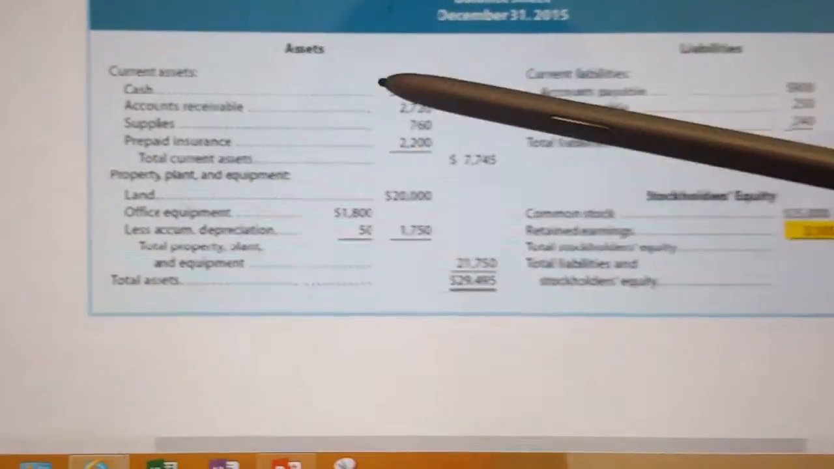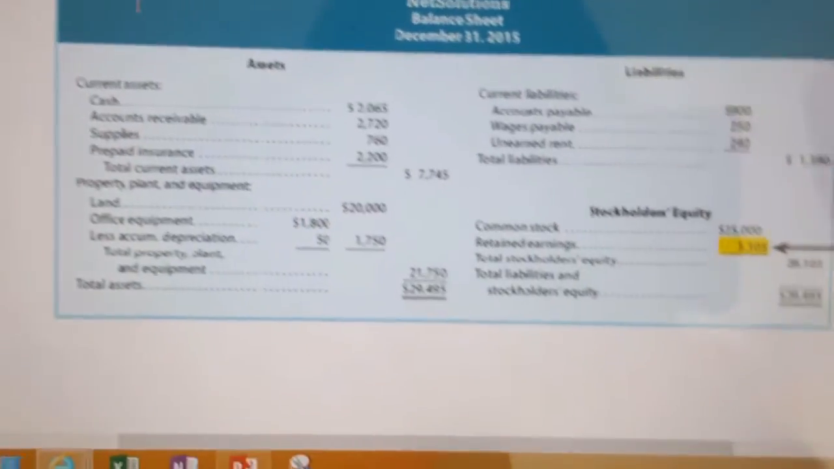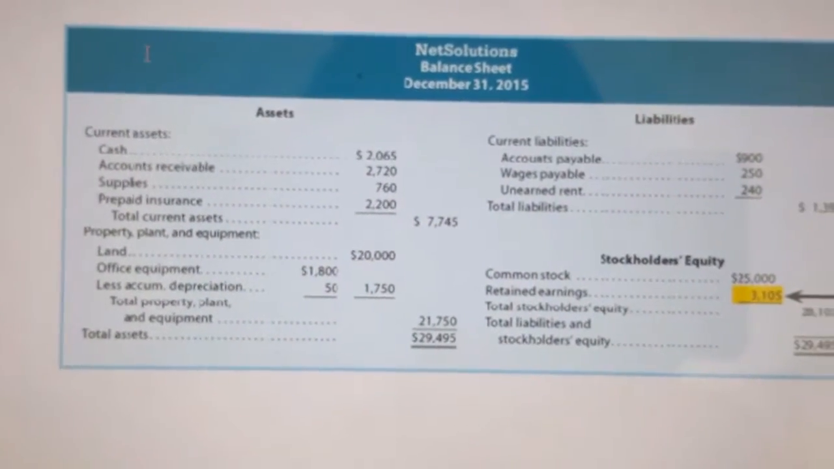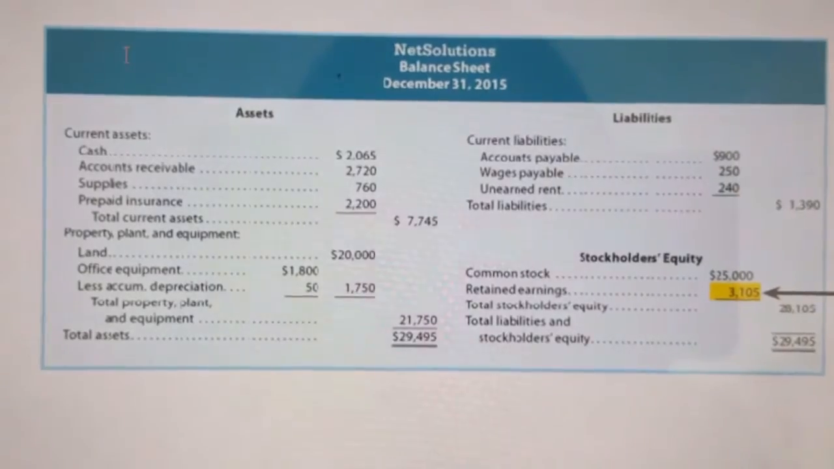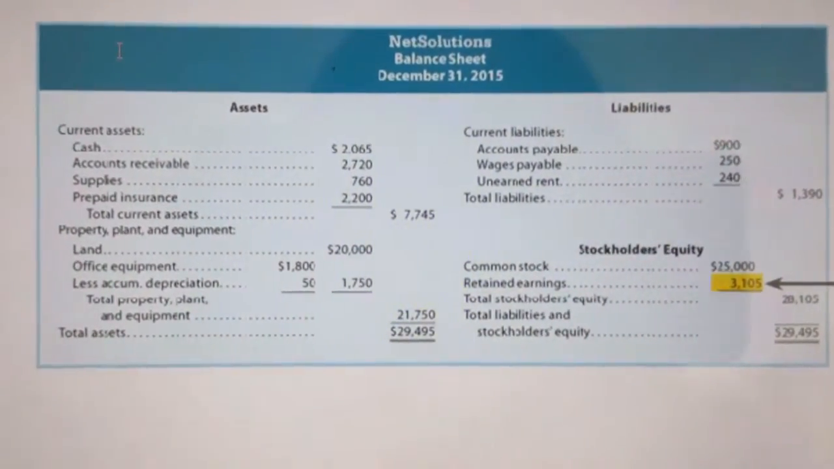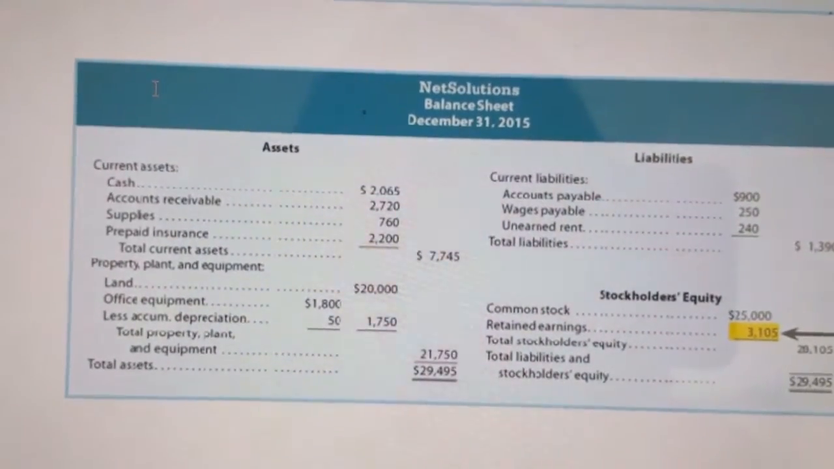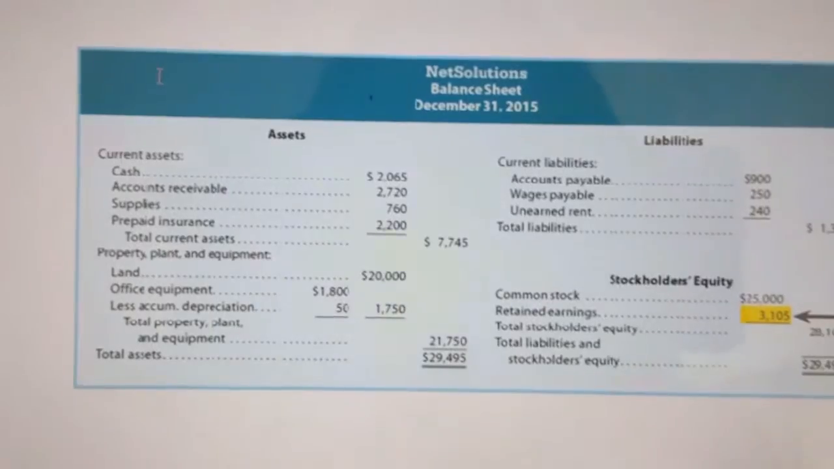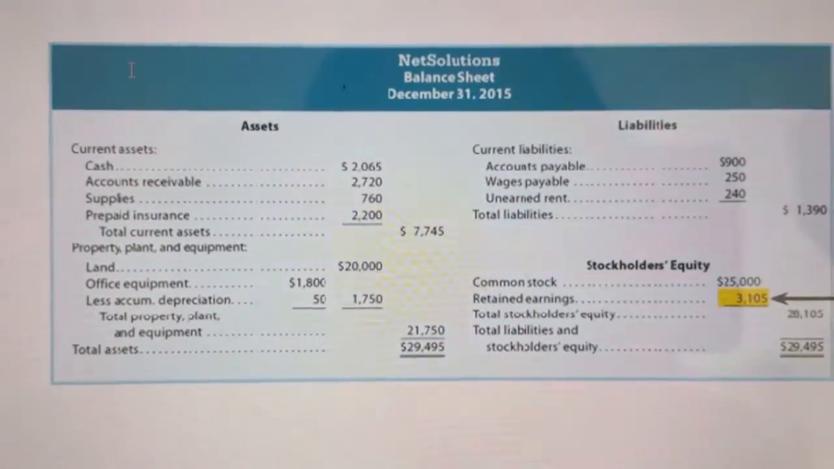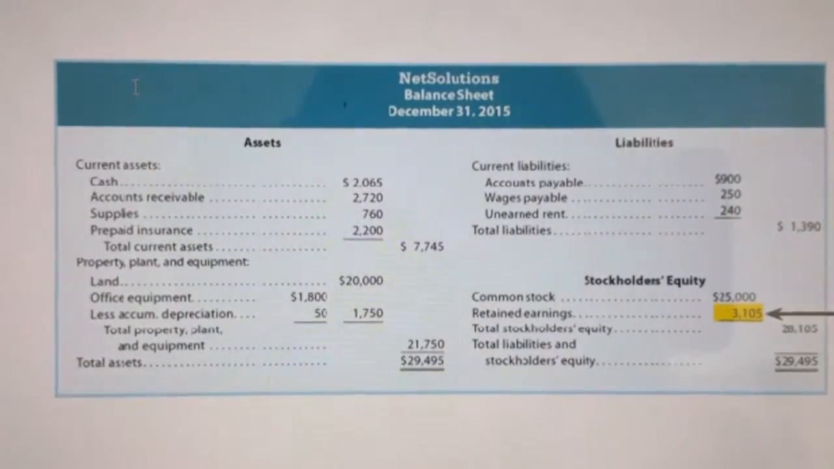So you have your assets, you have your current assets. Now, what are current assets? Let's make a note of this. Current assets are those assets that are cash or are going to be converted into cash within 1 year or less. Let me say that again. Current assets are those assets that are cash, or are going to be converted to cash within 1 year or less.